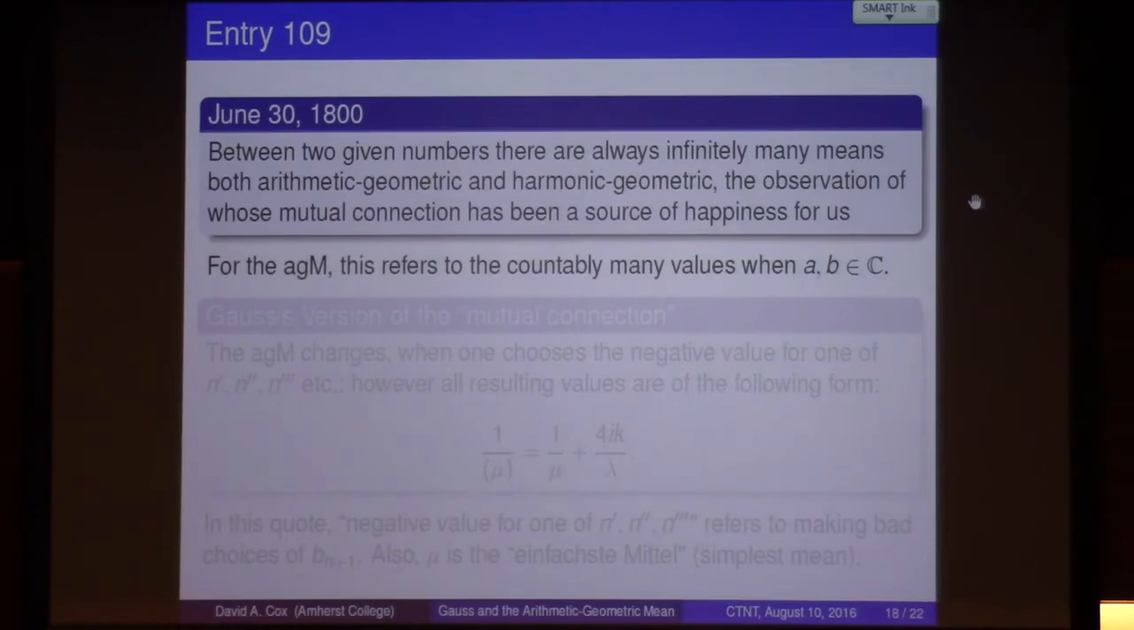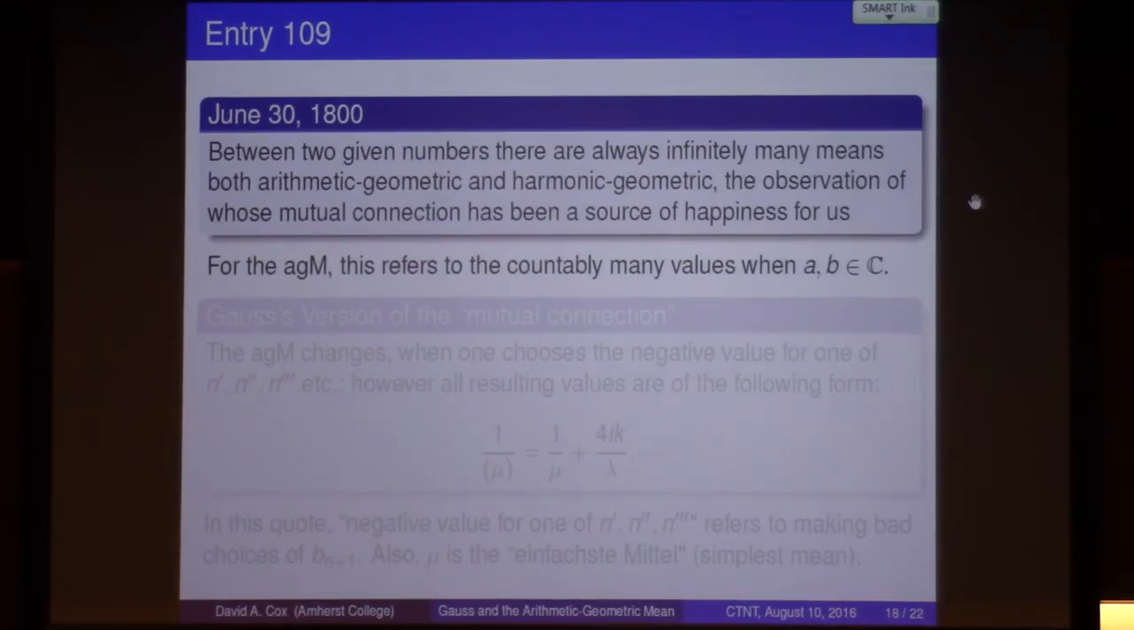But let me fast forward to a full year later. It says between two given numbers, there are always infinitely many means, both arithmetic geometric and harmonic geometric. Now this is something I haven't mentioned before, but the harmonic geometric mean is basically you replace A and B with their reciprocals and do the same kind of thing. So what he's saying is between any two given numbers, there are infinitely many arithmetic geometric means. So he's obviously now dealing with complex numbers. But he says the observation of whose mutual connection has been a source of happiness for us.